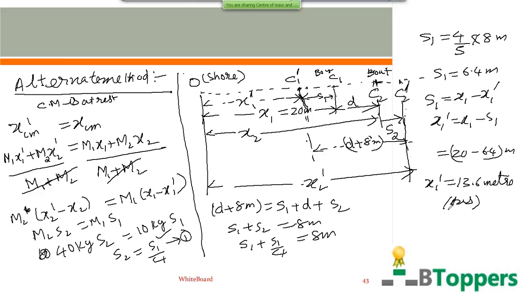Now, in case you are interested to copy the solution of the problem with the alternate method also, you can copy the solution of the problem. You can take a pause and take your own time to copy the solution of the problem.